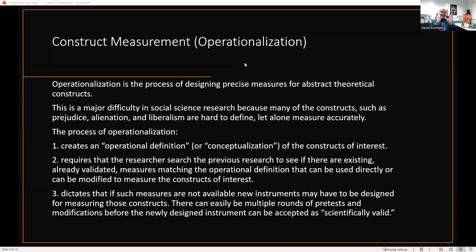So these operationalization attempts, sometimes that means that you're going to have to go back and forth. It's very difficult, and it's one of the most problematic things in social science research.